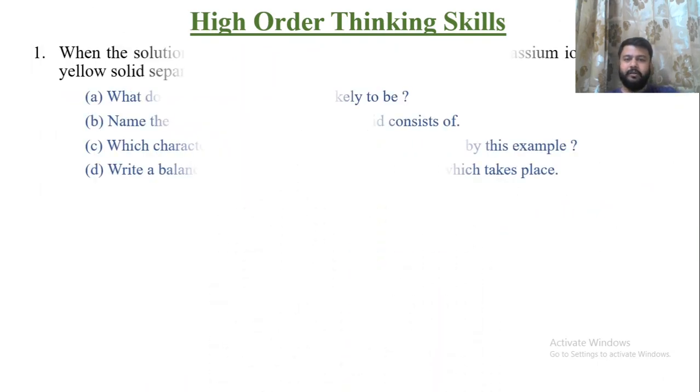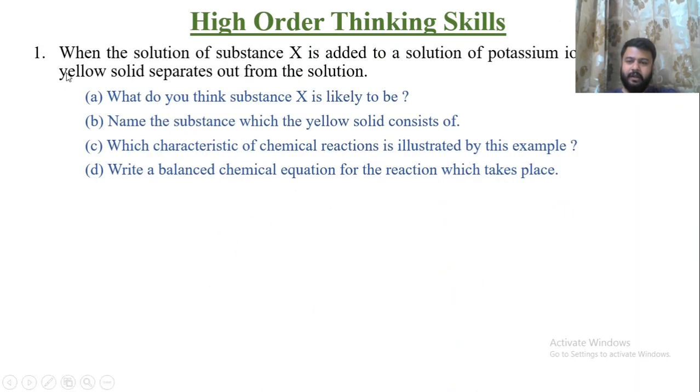Now we have some hot questions. So the first question, you can also try to solve it. When the solution of a substance X is added to a solution of potassium iodide, we have discussed this thing, then a yellow solid separates out from the solution. What do you think the substance X is likely to be? X will be any compound of lead. It can be lead acetate, lead nitrate, anything related to lead.